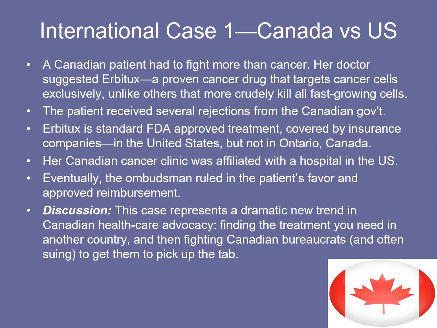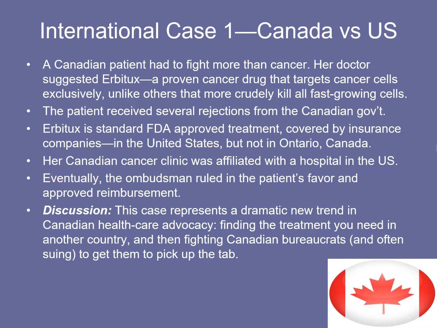This case, entitled International Case 1, illustrates some limitations to autonomy in Canada. This particular patient was fighting cancer, but ended up having to fight her government to receive a proven cancer drug that more elegantly targets cancer cells than an alternative treatment that crudely kills all fast-growing cells, including ones that are healthy. The patient received several rejections from the Canadian government.